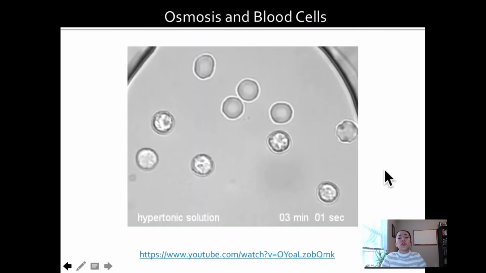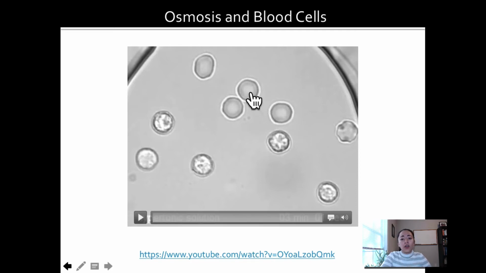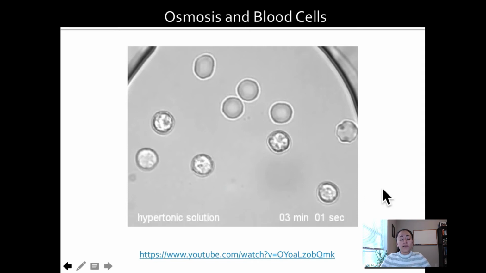Now I'm going to show you a video of the effects of a hypertonic and hypotonic solution on blood cells. What's shown in gray up here are red blood cells, and what's shown in white are white blood cells. You'll see the effects of them first being placed in a hypertonic solution, where they'll start to shrivel up.